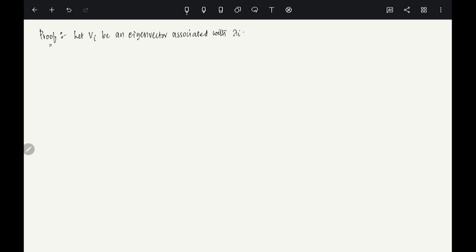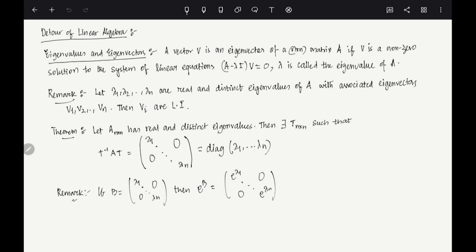Okay, and now we want to find that transformation T. See, you are given a matrix with real distinct eigenvalues. Now you have to find the transformation which reduces this to a diagonal matrix, right? So essentially what you are trying to do is find a change of variable which reduces the matrix to a diagonal matrix. Think of it like that.